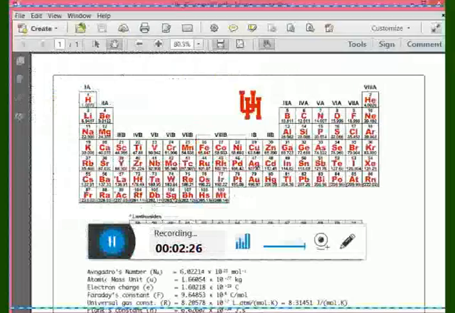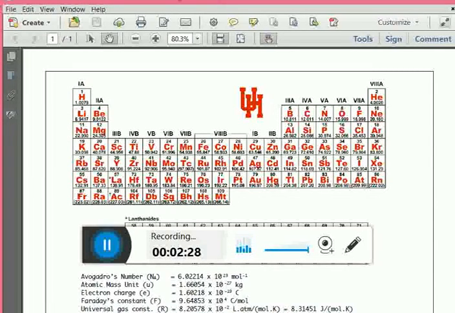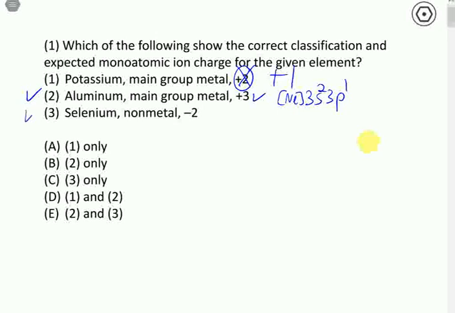Back to our periodic table. Selenium is atomic number 34. It's in group 6A, so that means it's going to gain 2 more electrons to form a noble gas configuration, and 2- is the correct charge, so this one's good too. It's also a nonmetal because it's to the right of the periodic table. So that means the correct answer for this is choice E.